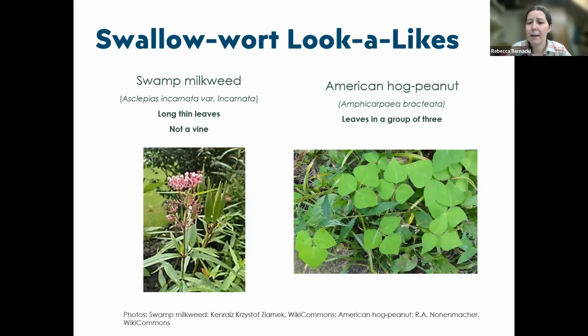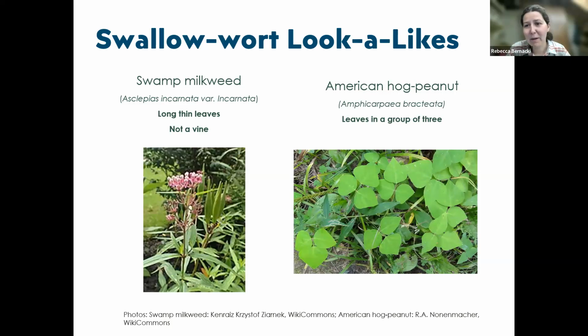So what are some lookalikes? All the milkweeds. I have swamp milkweed here, but people see those seed pods and immediately think milkweed. Milkweeds aren't vines, so that's one easy way to tell the difference. Milkweeds are herbaceous plants. They're also going to have long, thin leaves in general.